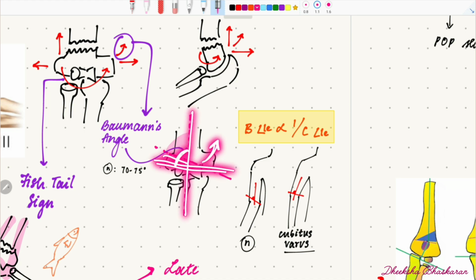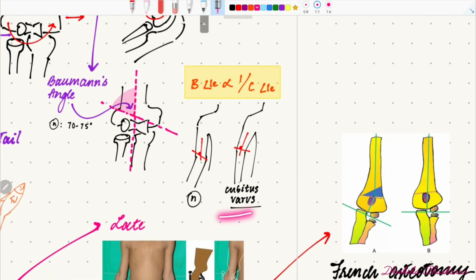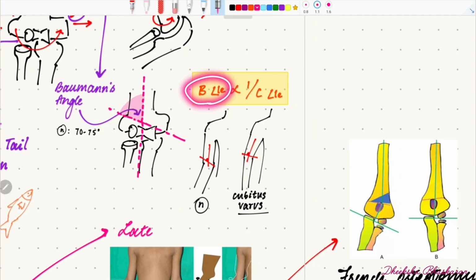So we see an increase in the angle here, and when this angle increases, the carrying angle of the elbow decreases. When the Baumann's angle increases, we see that there's a tilt and the forearm moves a little medially, so the carrying angle tends to decrease. And what is this? It's the cubitus varus deformity. So we see Baumann's angle is inversely proportional to the carrying angle.